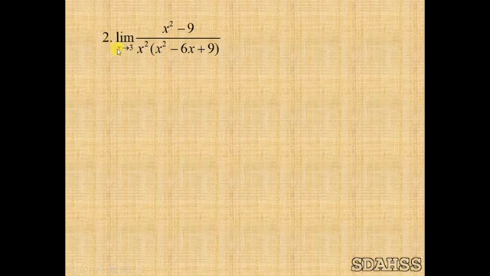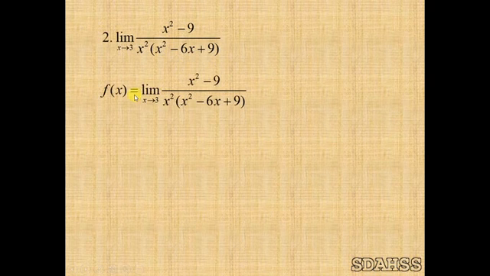Second sum. Limit x tends to 3, (x square minus 9) divided by x square into (x square minus 6x plus 9). f of x is equal to limit x tends to 3, (x square minus 9) divided by x square into (x square minus 6x plus 9).